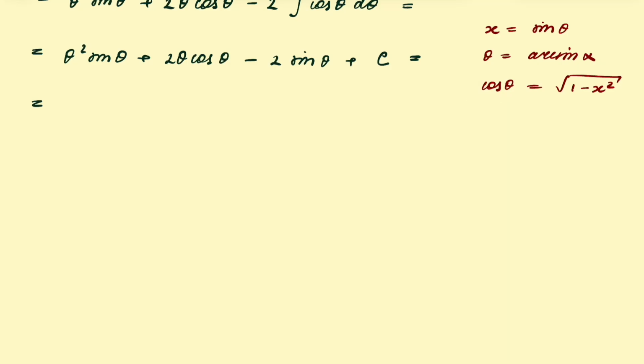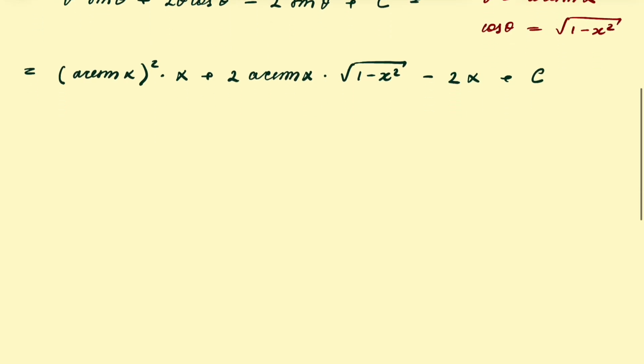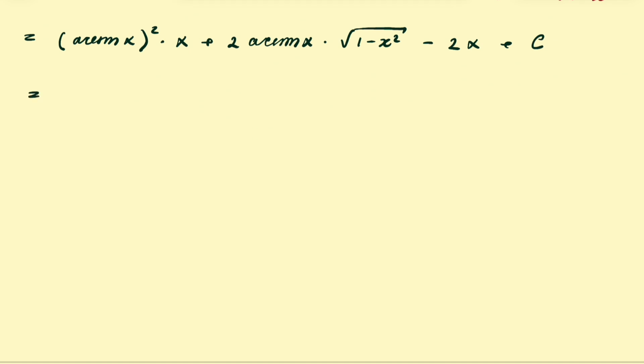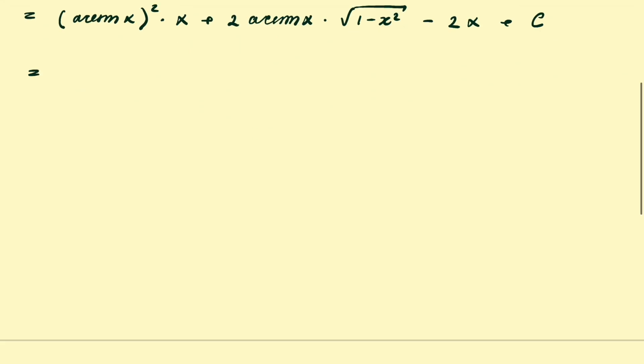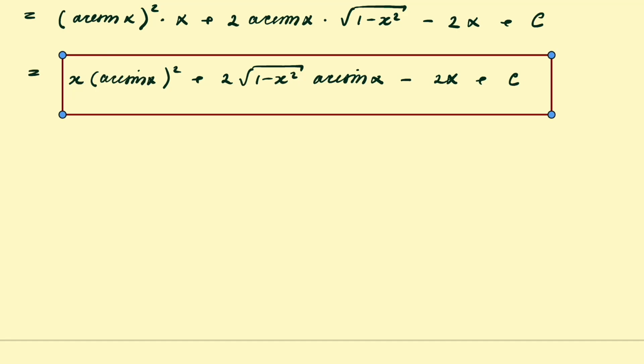So let's proceed. We have arcsine of x squared times x plus 2 times arcsine of x times square root of 1 minus x squared, minus 2 times x plus c. And it's already our final answer, but to make it look even better, we can write this in a more neat way. Now this is our final answer. We can leave it as follows.